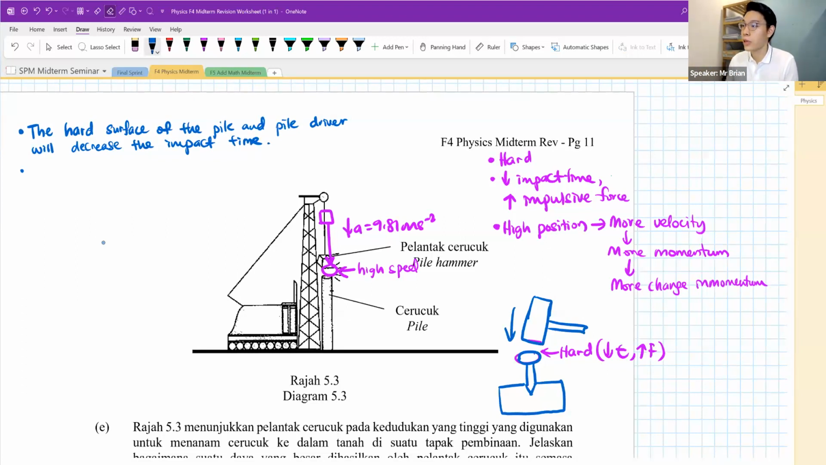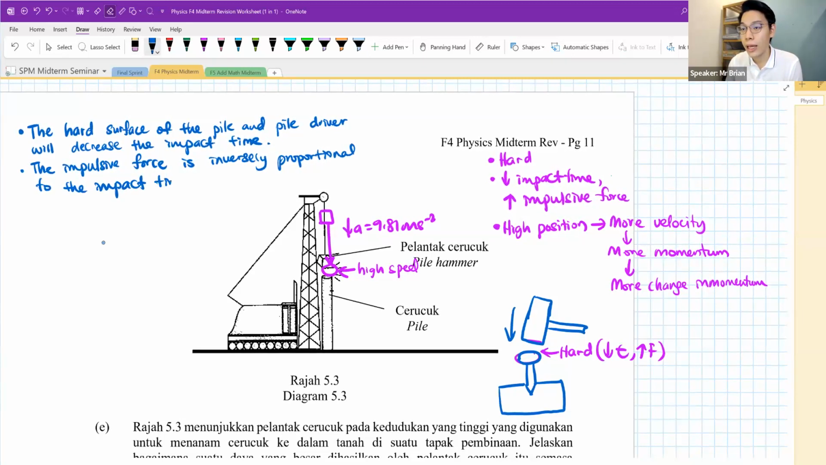Next one. We will also say that the impulsive force is inversely proportional to the impact time. If you don't like this sentence, if you don't want to use inversely proportional, you can just say the smaller the impact time, the greater the impulsive force.